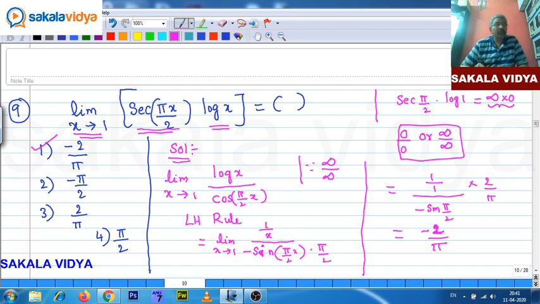Yes, log 1 is 0, it's absolutely correct. This is not infinity by infinity, I did not check it. Log 1 is 0 and cos pi by 2 is 0, 0 by 0 form itself only. Thank you, thank you. But even for 0 by 0 or infinity by infinity, we can apply L'Hospital's rule. Okay, first subscribe, no problem, first subscribe.